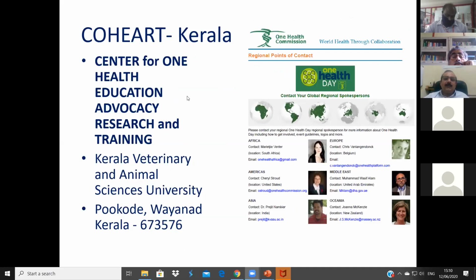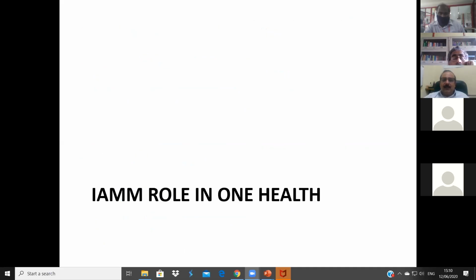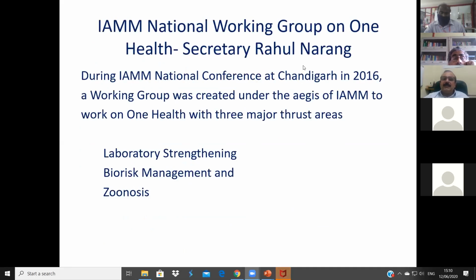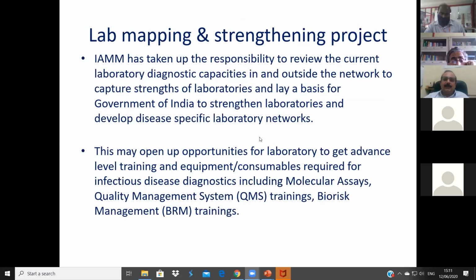In Kerala, we have a Center for One Health Education, Advocacy and Research, and now many universities have started establishing such centers. This was the first center in India. The Indian Association of Medical Microbiologists, in 2016, established our One Health working group that was to work on zoonosis, laboratory strengthening, and biorisk management for Indian laboratories.